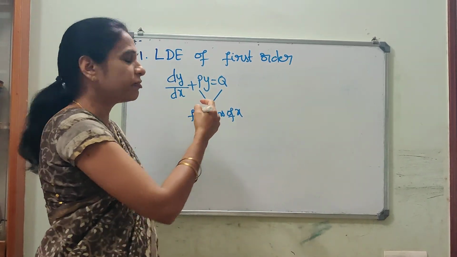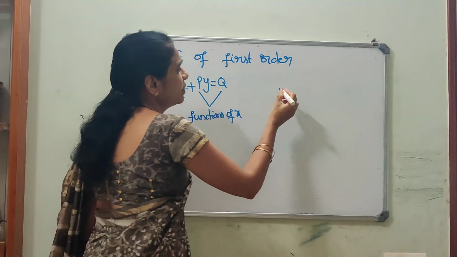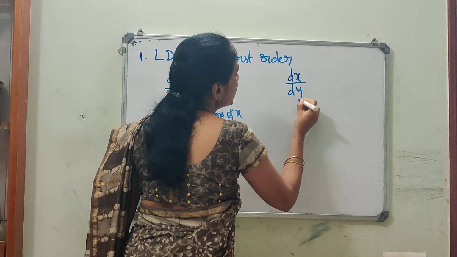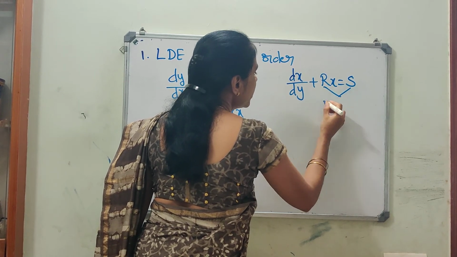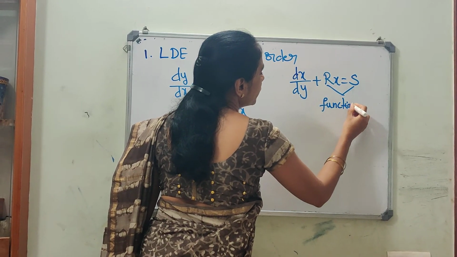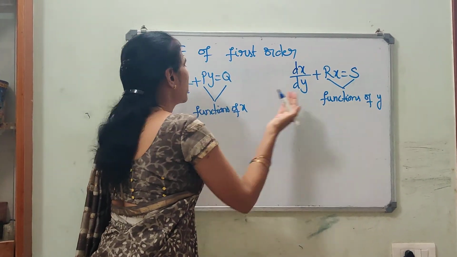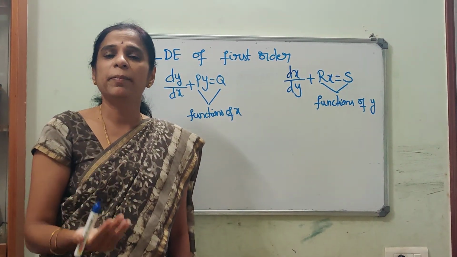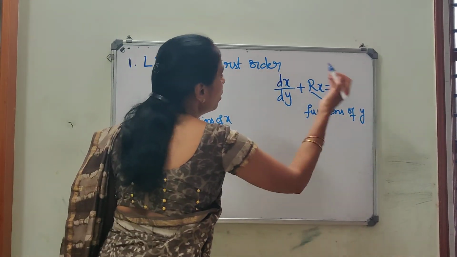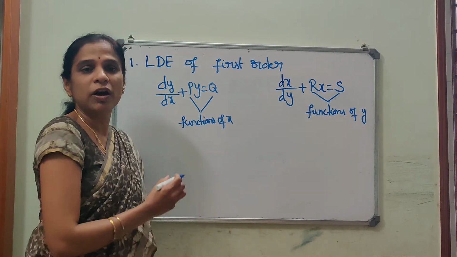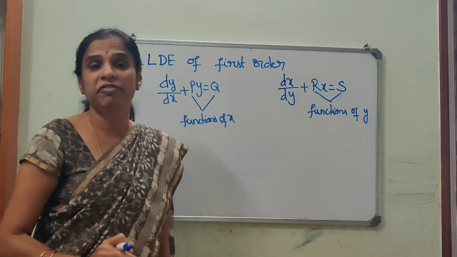In case instead of y being the dependent, if x becomes the dependent variable on y, then the equation would be looking something like this: dx by dy plus rx is equal to s, where r and s would be functions of y. Or these may be functions of x, functions of y, or they may be constants, or one may be constant, other may be function of x. So let us call in general as some function of x here or function of y here. So what we are going to do now is we are going to concentrate on dy by dx plus py is equal to q format of the linear differential equation.